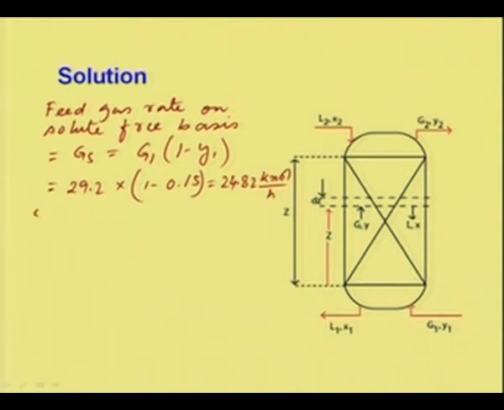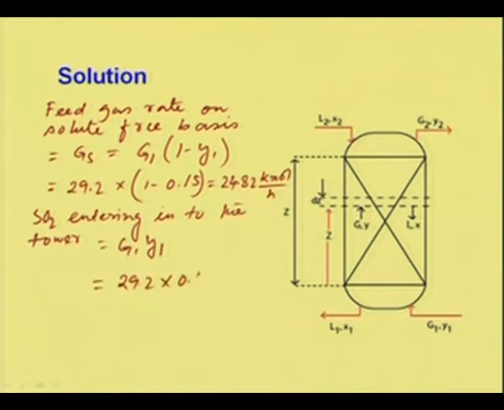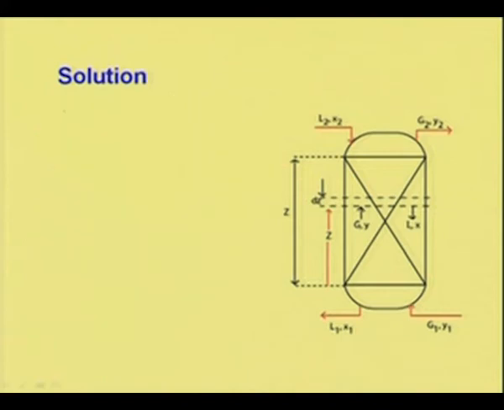Now, SO2 entering into the tower is equal to G1 Y1, which is equal to 29.2 into 0.15. This is equal to 4.38 kmol per hour. This is the entering sulfur dioxide concentration into the tower.